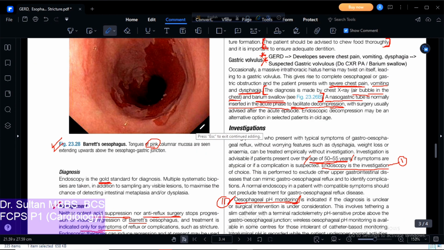Now, an important situation, gastric volvulus. This is very important.